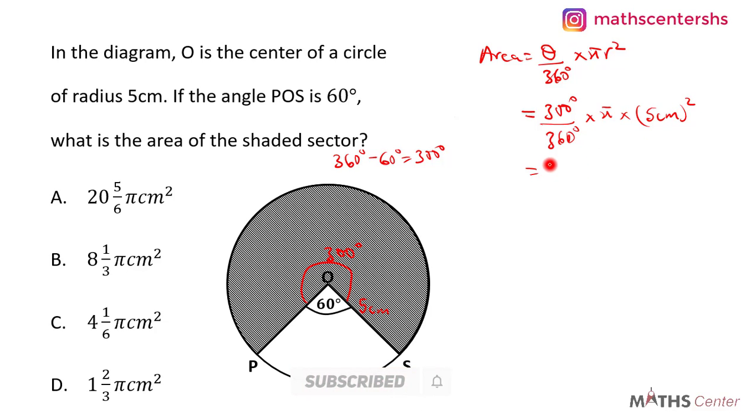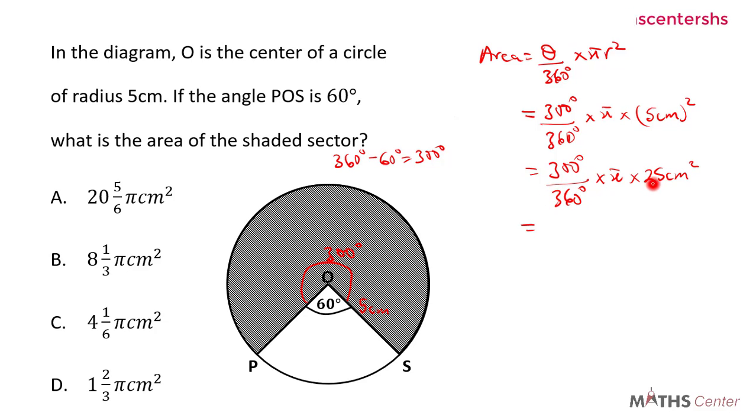And this gives us 300 degrees divided by 360 degrees times pi times 5 centimeters squared, which will give us 25 centimeters squared. 300 degrees divided by 360 degrees times 25 will give us 125 divided by 6. We have pi here and the unit is centimeters squared.